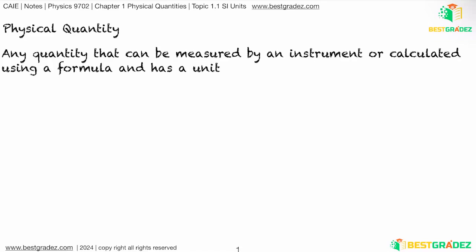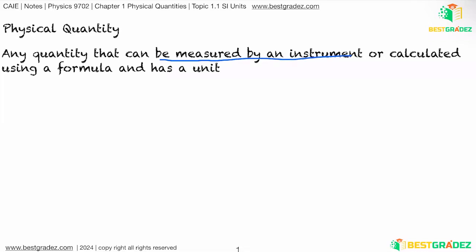Now, when we talk about physical quantity, usually students visualize it as something that is physical. That is not true. A physical quantity does not need to have a physical shape. Like time is not something physical, right? But it is a physical quantity, which brings us to the fact that there has to be a proper definition of physical quantity.